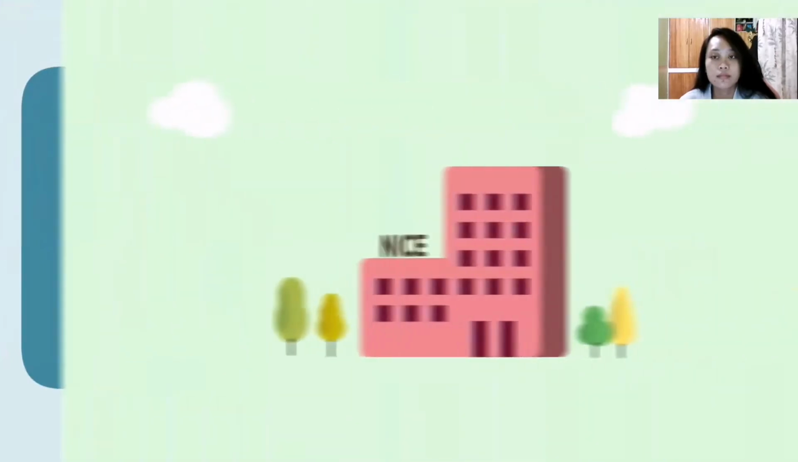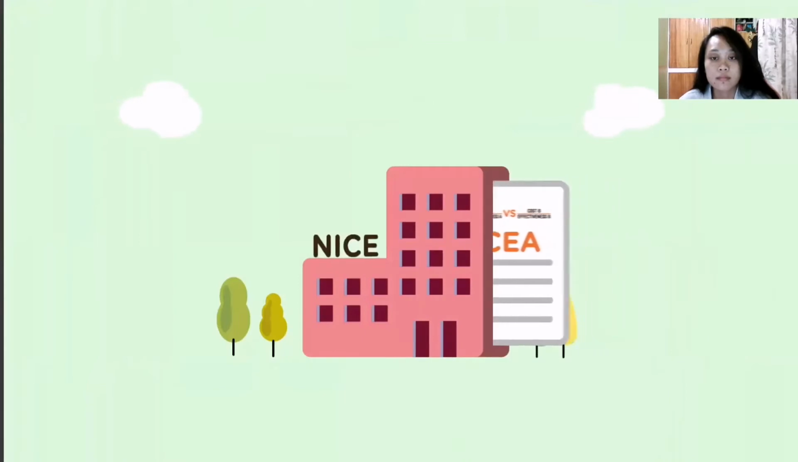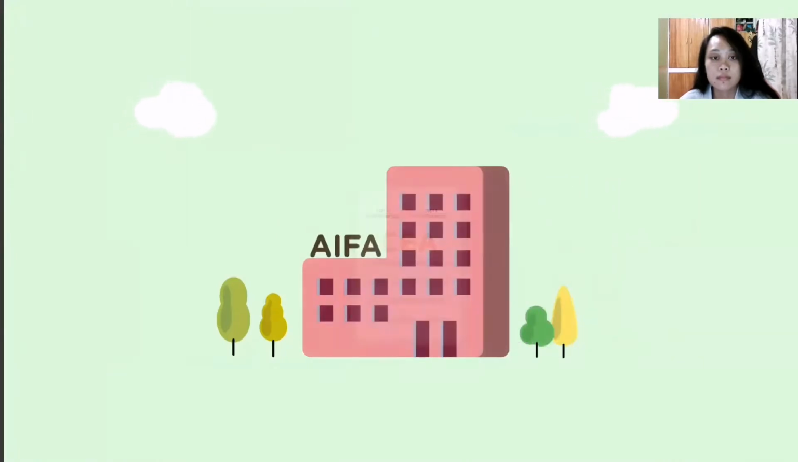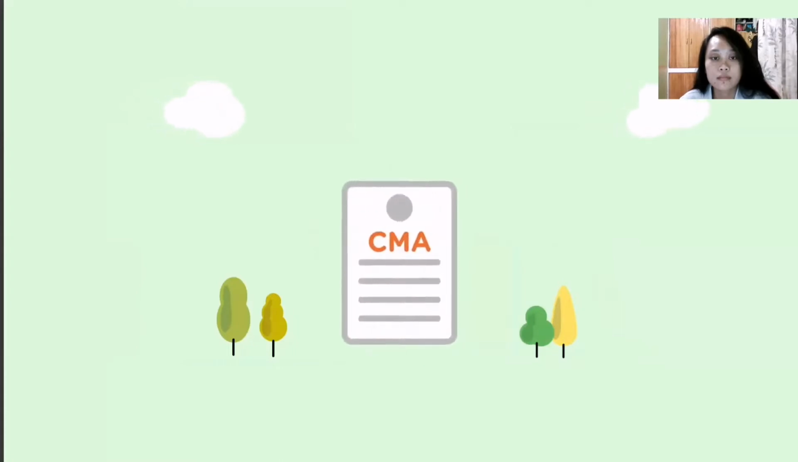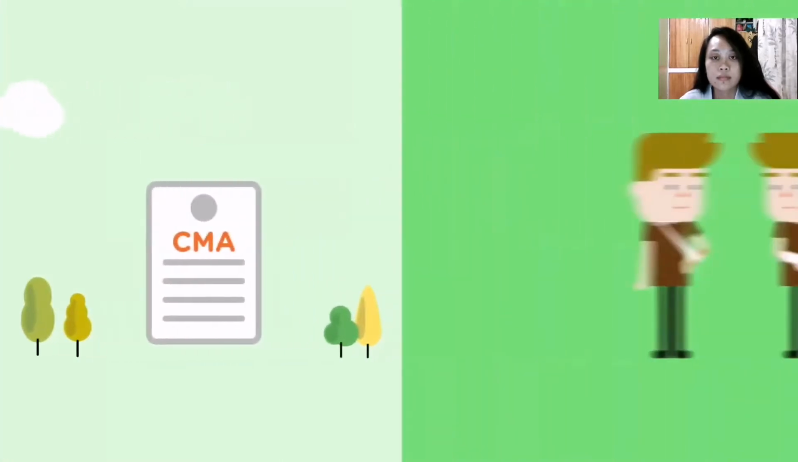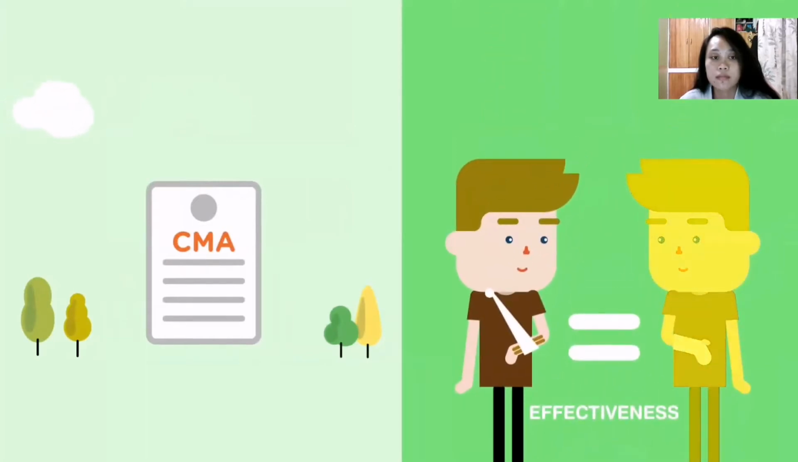This kind of analysis is commonly used and usually more required during price negotiations within regulatory agencies. A specific type of cost-effectiveness analysis is cost minimization analysis that compares alternatives which show the same effectiveness and consists in choosing the cheapest option.